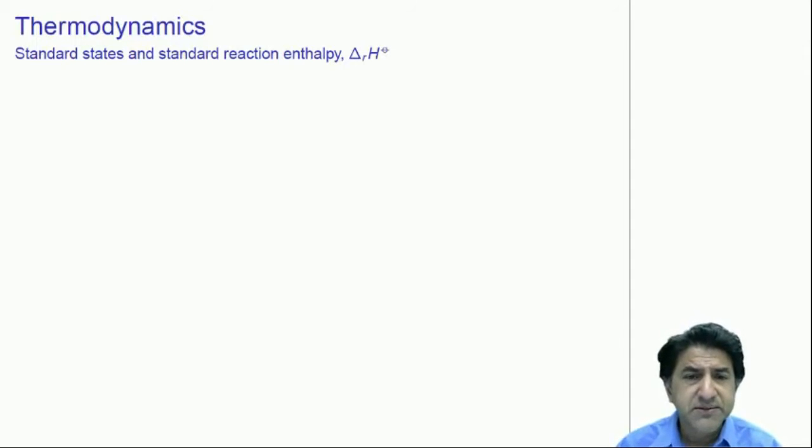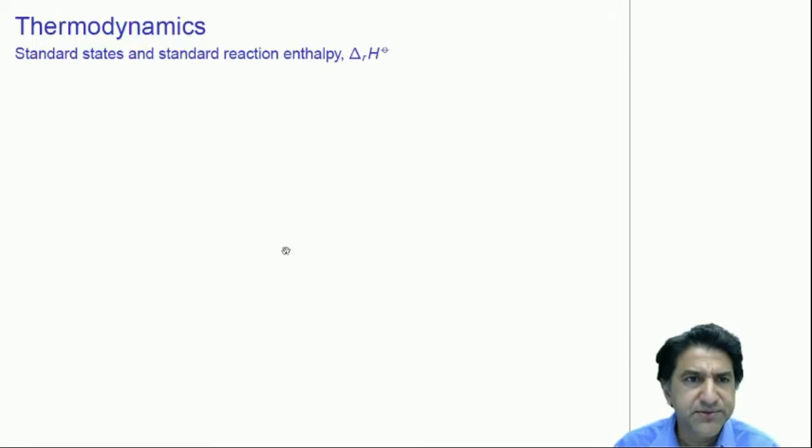So what we need to do is have a table of standard reactions. And that's what we're going to talk about today: standard states and standard reaction enthalpy. The symbol we use for that is delta H, R or RXN for reaction. And the standard symbol is this little circle with a bar across it, meaning somehow it's standard. Otherwise, it's just a delta H of reaction for any kind of reaction.